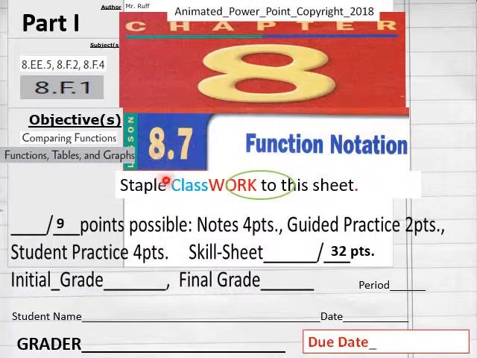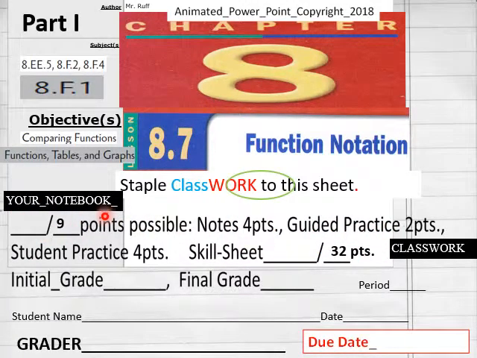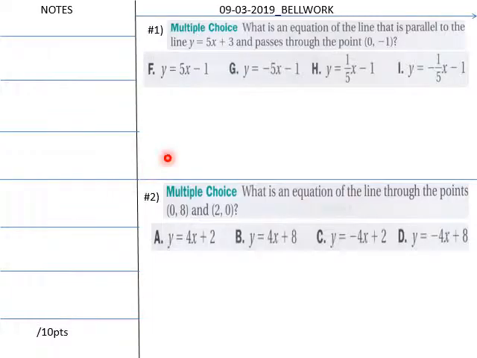Today we're going to do 8.7, function notation. We have 32 points here of classwork and then 9 points here of notebook taking. Students, get ready to take notes. And teachers, here's today's bell work.